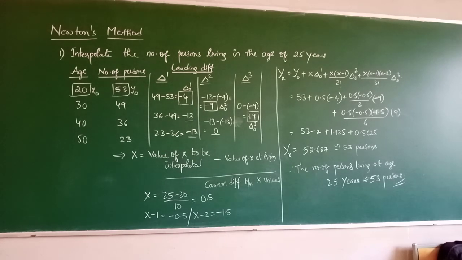And delta 3, the third leading difference, 0 minus of minus 9.